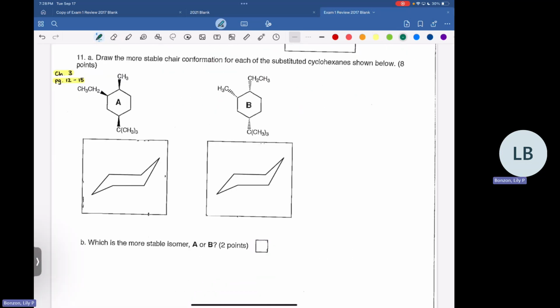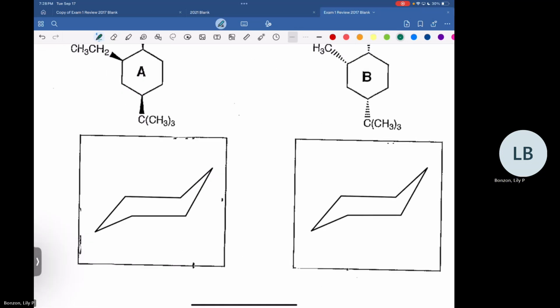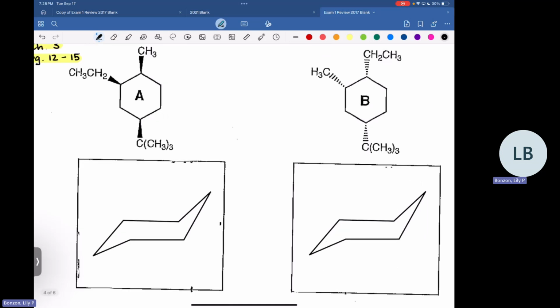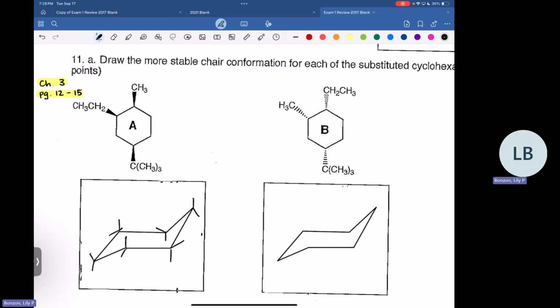Oh, to chair confirmation. Okay, so I've already drawn out my chairs. Everybody has their own way of doing these ones. What I like to do is draw my chair, draw all of the positions, and then find my first group. So she's asking us to draw the more stable chair conformation for each of these structures.